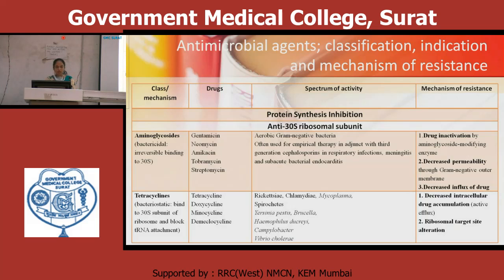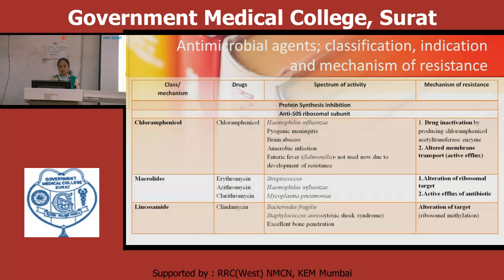Now chloramphenicol class, drug is also chloramphenicol. Spectrum of activity against H. influenzae, pyogenic meningitis, brain abscess, anaerobic infections, enteric fever, not used now due to development of resistance. Drug inactivation by producing chloramphenicol acetyltransferase enzyme, altered membrane transport through active efflux.